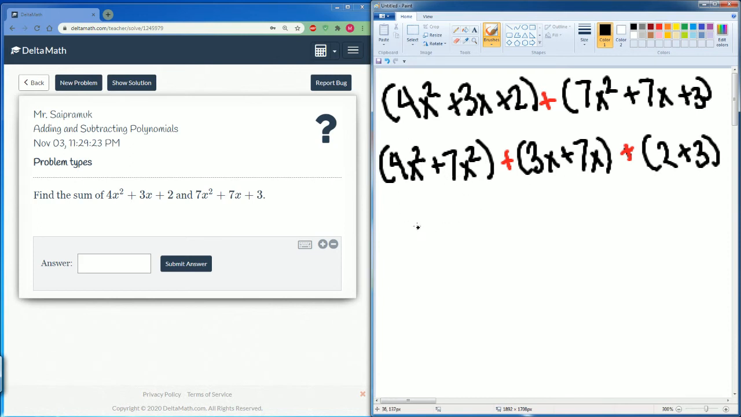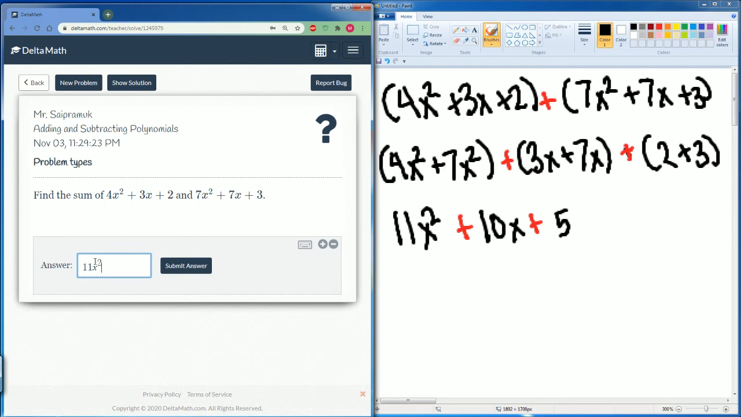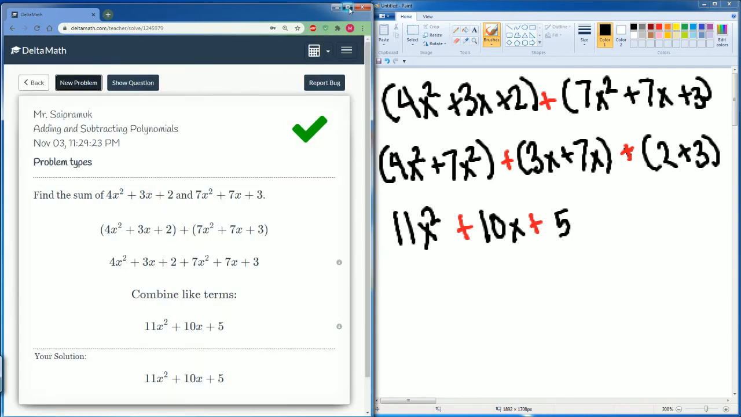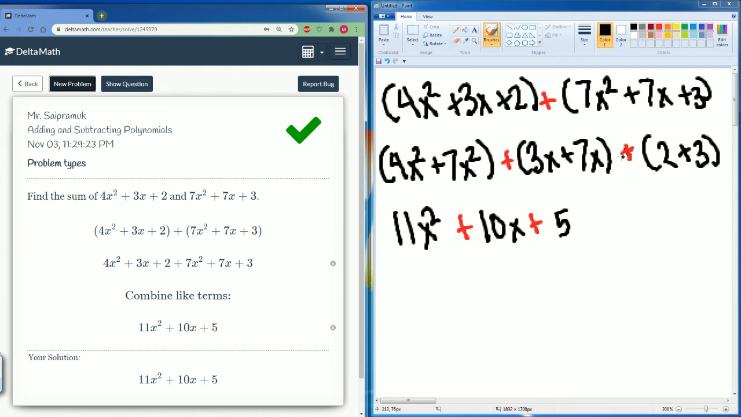4x squared plus 7x squared gets you 11x squared. Add 3x plus 7x gets you 10x, plus 2 plus 3 gets you 5. So you have 11x to the second power plus 10x plus 5. Hit submit. There you go. So it showed that there's nothing to distribute because it's already addition, and you just combine the like terms. Again, I put it in the parentheses here to make it easier.